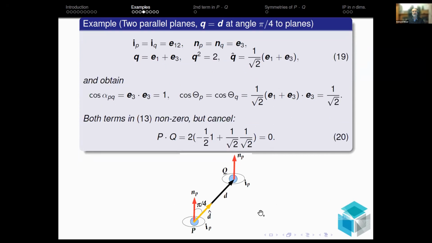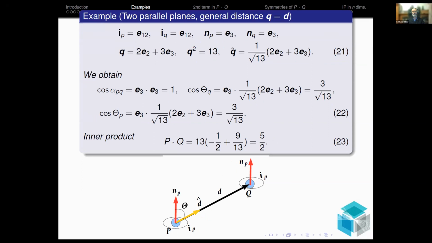in the same position. And here we have now two parallel planes, and the angle theta is pi over 4, and this is a bit a special angle. In that case, it also comes out to be 0. Now here we take not pi over 4, but a more general angle theta. So the distance vector is 2e2 plus 3e3, and then the result is non-zero, and we get 5/2 in this case.